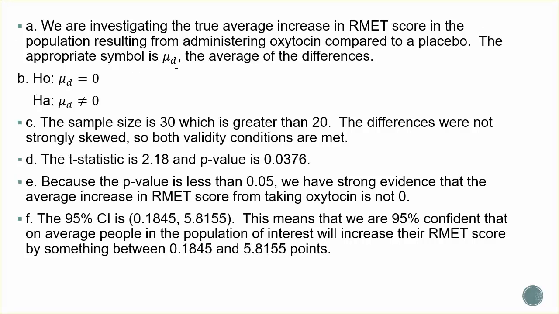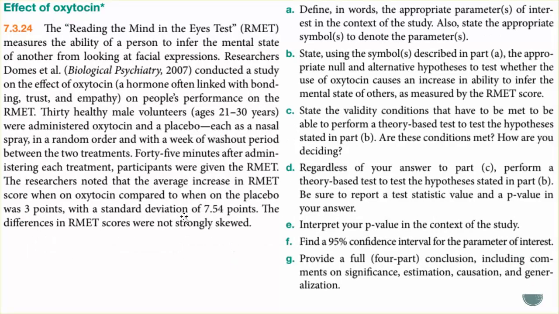It's the average of the differences. Is there a difference in score when you have oxytocin versus the placebo? And we're looking to see if it's an increase from oxytocin versus the placebo. So we're subtracting the score with the oxytocin minus the score with the placebo. And it turns out in the sample, we did observe a difference. The population here, well, if you think about it, we've got 21 to 30-year-old healthy males. We don't know anything more than that other than they're volunteers. So maybe the population of interest is healthy males aged 21 to 30.